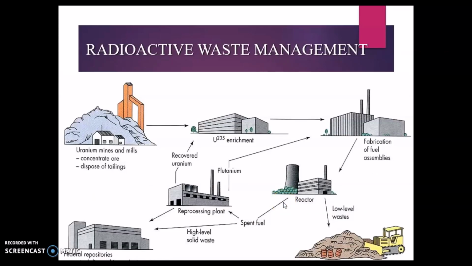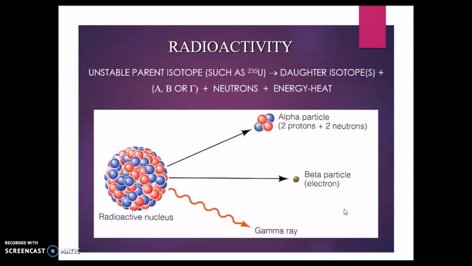So this is a radioactive waste management diagram, showing how uranium mines are dug, how uranium is utilized in industry, how electricity is generated from different reactors and transferred to different industries and plants, and how the waste coming from a reactor is utilized as well as dumped in nearby areas.